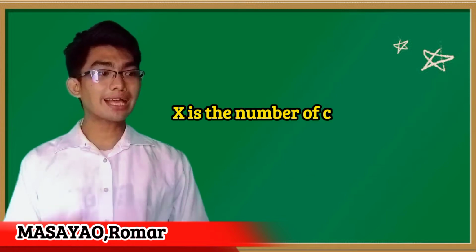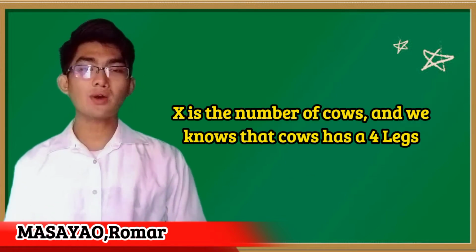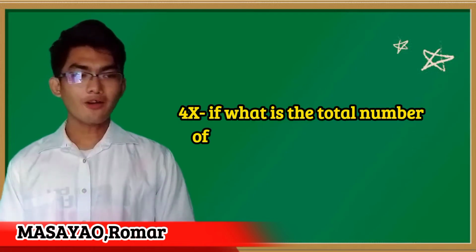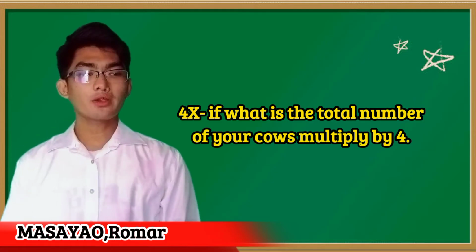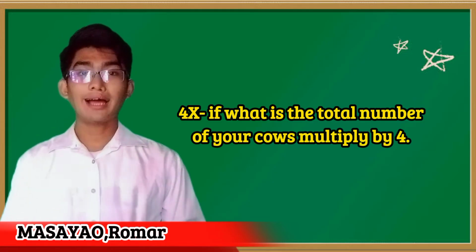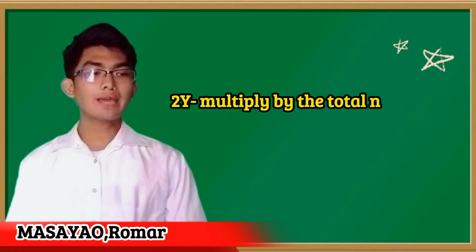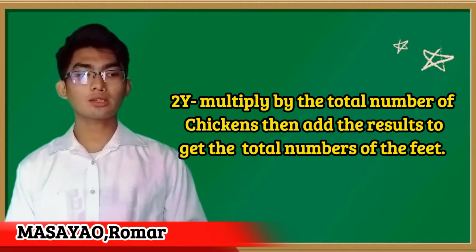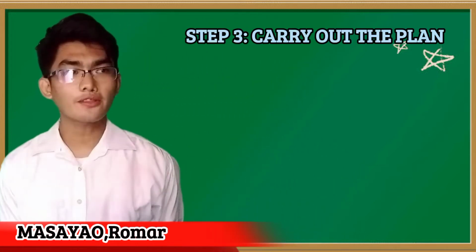The cows have 4 legs or feet, so it goes like this: 4x, the total number of cows times 4, then add 2y, the total number of chickens times 2, and add the result to get the total number of feet. Therefore, we have 2 mathematical equations: x plus y equals 25, then 4x plus 2y equals 76. Now let's proceed to step 3.